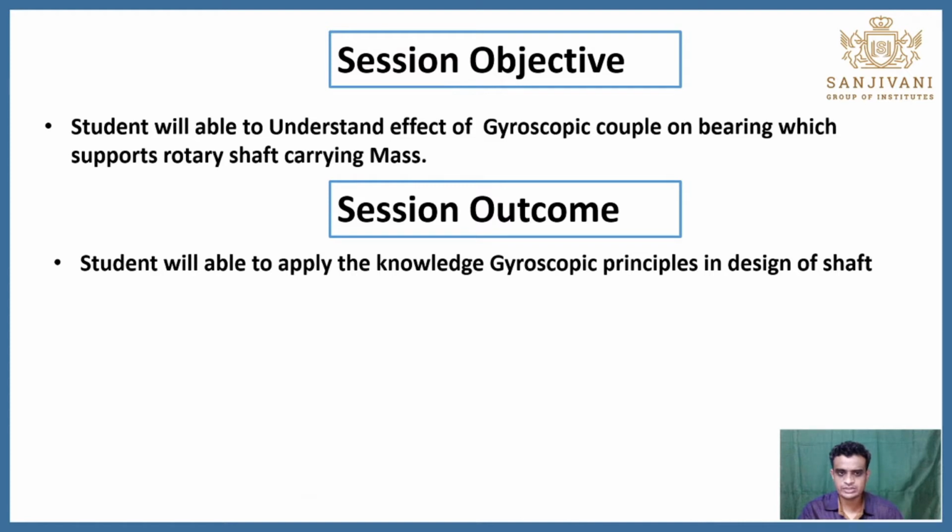The objective of this session is to understand the effect of gyroscopic couple on the bearing which supports the rotary shaft carrying mass, and the knowledge which is helpful in applying the gyroscopic principle in the design of shafts and bearings.